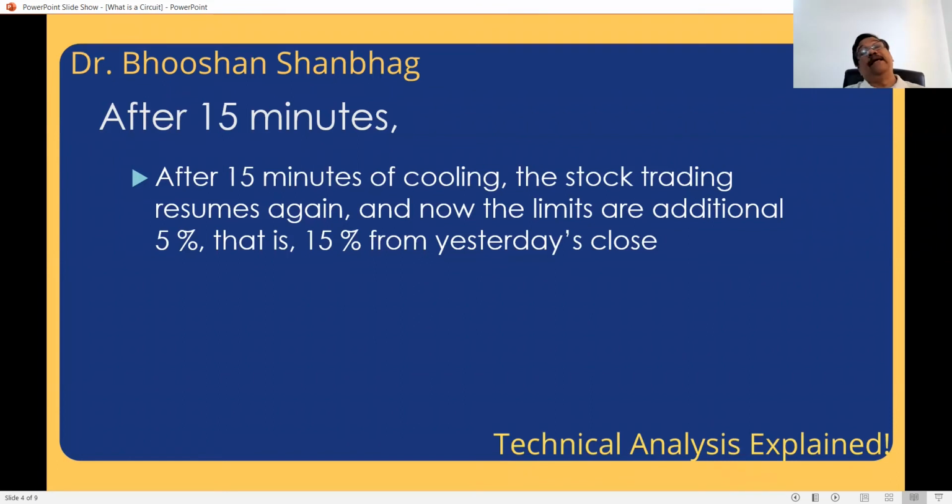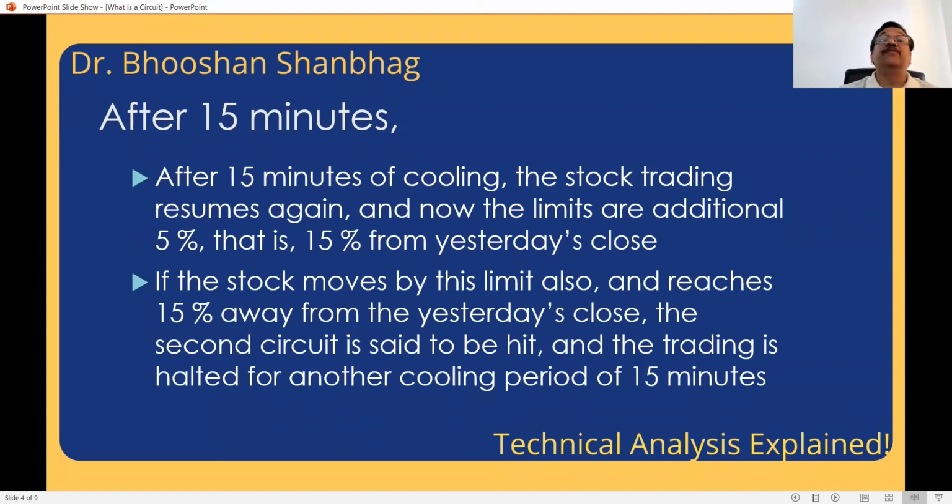Let us say yesterday's close was exactly 1000. Today it has reached 1100. So we say it has hit upper circuit. It is an intraday circuit. After 15 minutes, what will happen? Trading will resume. Now the limits, earlier it was 900 and 1100, will be 5% extra. So 850 on the lower side and 1150 on the upside. That is 5% of yesterday's close. So the limits are increased by 5%.